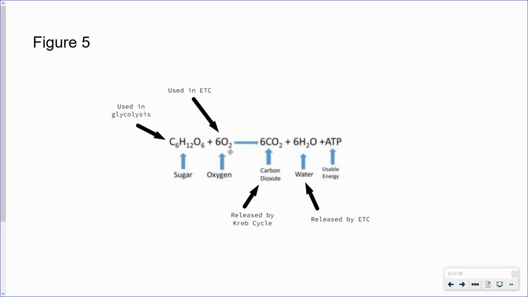The products that are left over at the end that aren't consumed anywhere else along the way, the things that we actually have to get rid of that are true waste products, are carbon dioxide, which is released by the Krebs cycle, and water, which is released by the electron transport chain. Again, the ATP is the usable energy that comes out. We do still lose some energy in terms of heat. That maintains our body temperature. It's not totally wasted energy, but it's not being used to drive cellular processes.